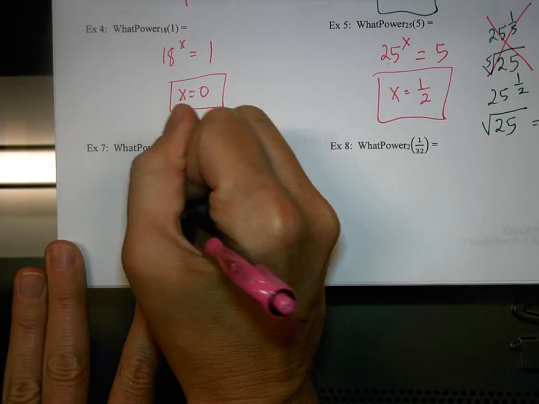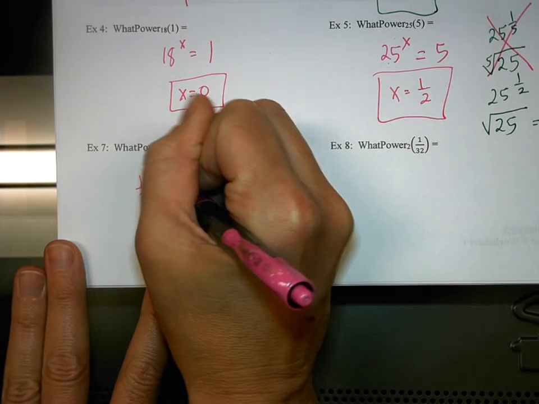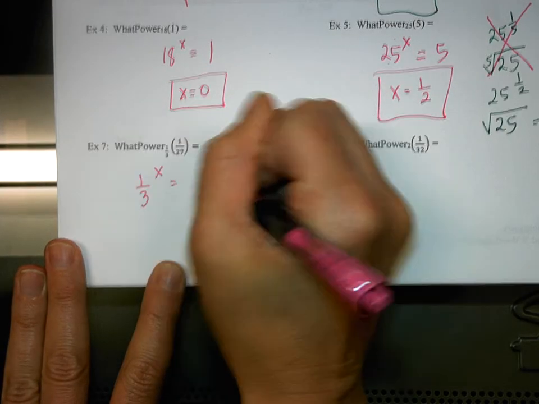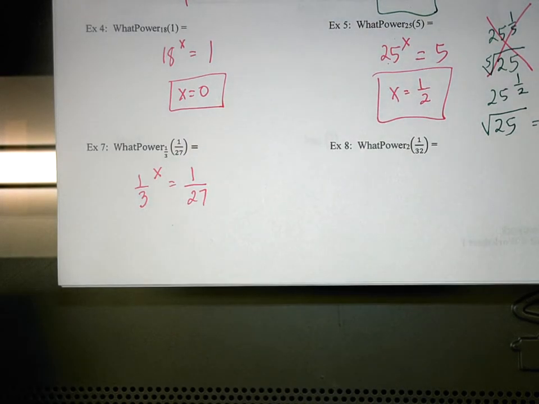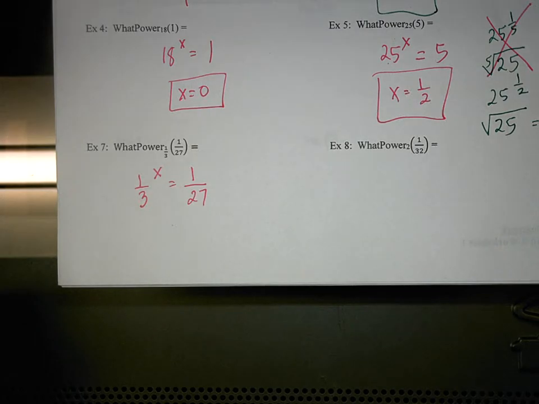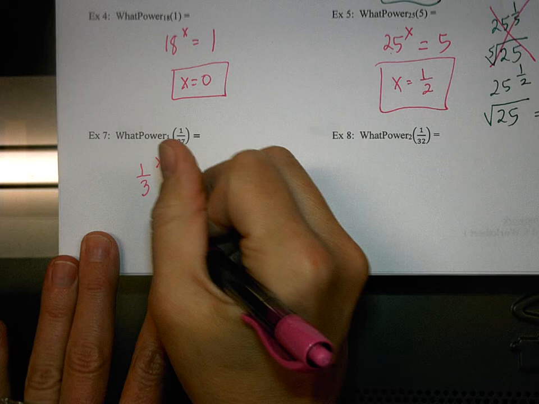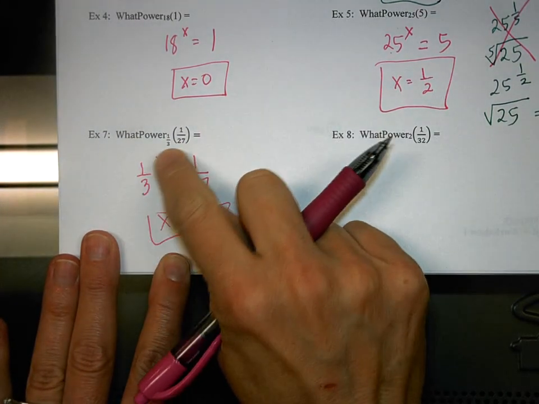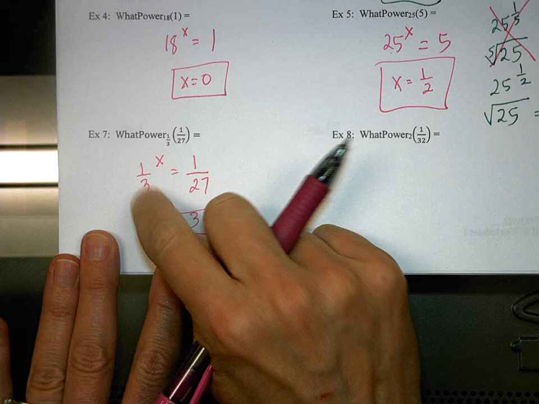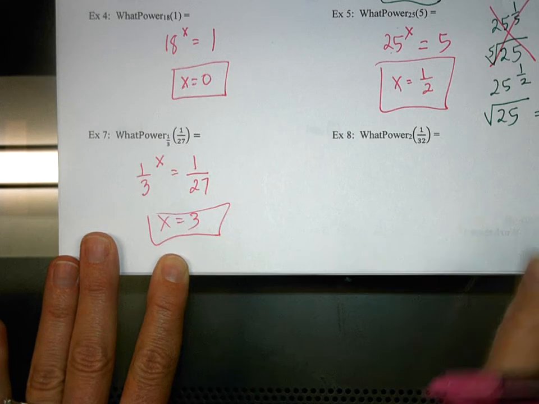1/3 to what power equals 1/27? I heard the right answer. 3. X equals 3. Okay, because if you put a 3 here, 1 to the 3rd power is still 1, and 3 to the 3rd power would make 27.